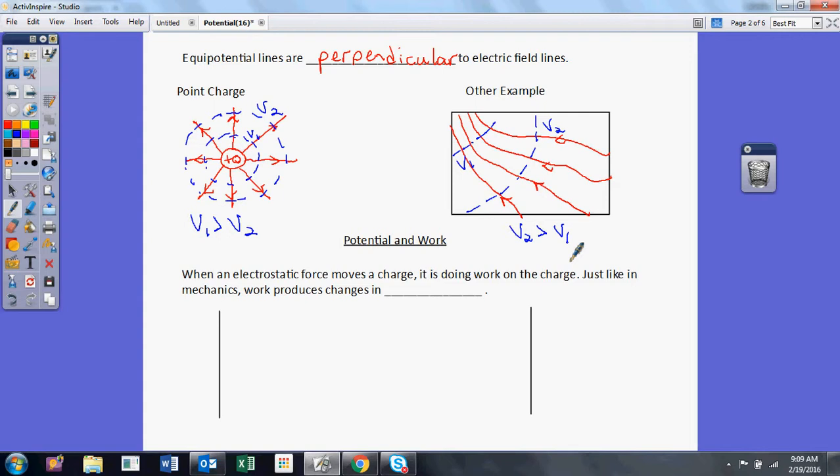Now, potential and work. In our example that we had before, we had a charge moving through a difference in potential, and so there's a force doing work on it, and just like in mechanics, work produces changes in energy. So we had the work energy theorem. Doing work and lifting something changes its potential energy, and so on. So if we imagine the same setup that we had before, with the positive and the negative, so that we set up this nice electric field here.